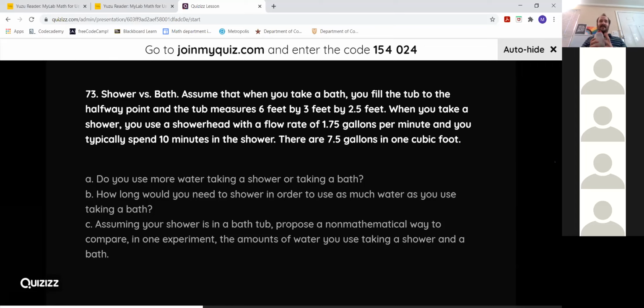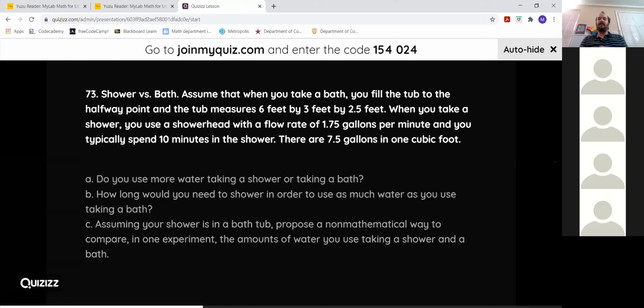So I know that is a lot of information just to throw out at you. It's a lot of rates and different stuff, but from what you just read, I hope you gather they're giving you probably enough information to figure out how much water you are using in a shower, how much water you are using in a bath. Do you use more water taking a shower or taking a bath is going to be the first question. In order to figure that out, you got to know how much water you're using in both of those. So that's going to be the question I ask y'all. How long would you need to shower in order to use as much water as you use taking a bath?